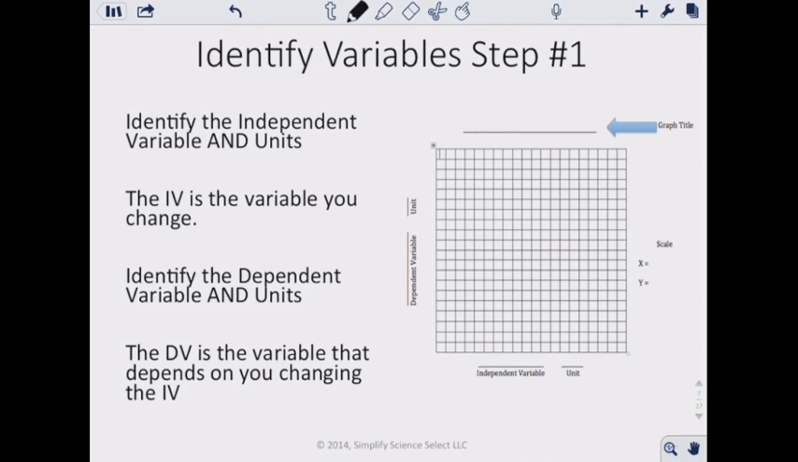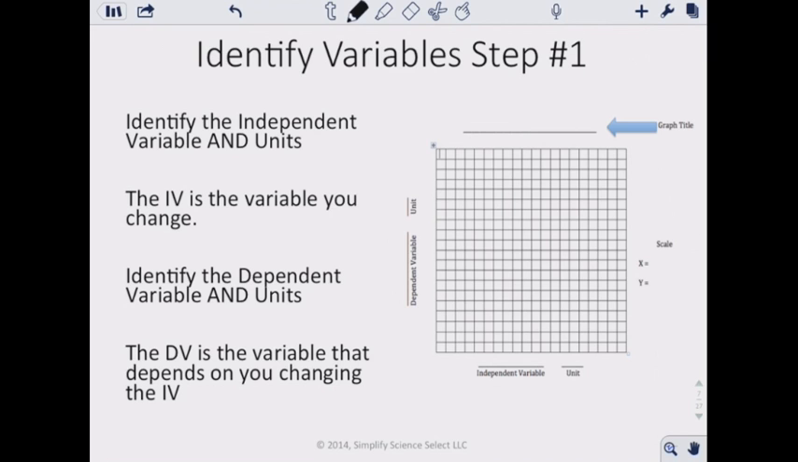When we're talking about distance and time, time is going to be our independent variable, and normally it is going to be in seconds. The independent variable is the variable that you change. We change the time. The dependent variable we also have to identify, along with its units. In this case, we're talking about distance or displacement, and that's going to be in meters. The dependent variable always goes on the y-axis, and the independent variable always goes on the x-axis.